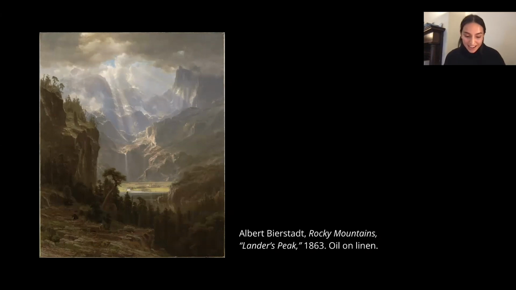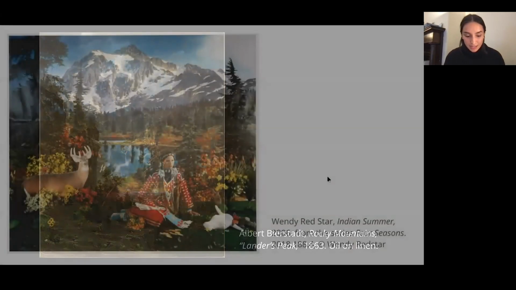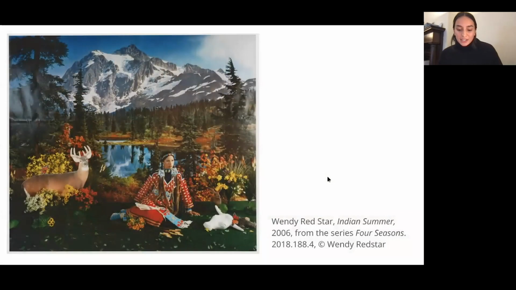So with that, I'm very excited to transition to a discussion of an imagined space of the West by an Apsáalooke Crow photographer, Wendy Red Star. This photograph is titled Indian Summer, taken in 2006.